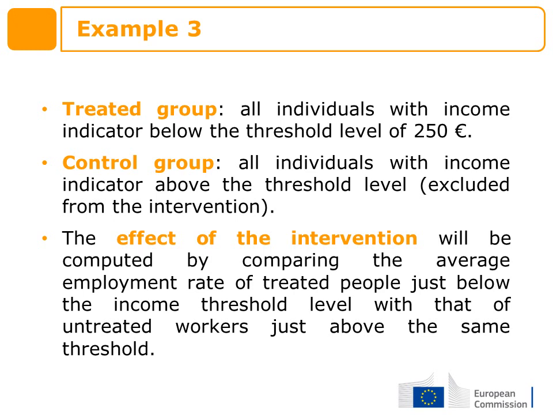How can one construct a control group in this case? One idea for constructing the control group would be to use the applicants with income indicator falling just above the threshold of €250. They are comparable to the treated people with income indicator falling just below the threshold. The CIE comparison in this case would be between the average employment rate of treated people just below the threshold and the one of untreated people just above the threshold of €250. The CRIE method in this case is called Regression Discontinuity Design, or RDD.